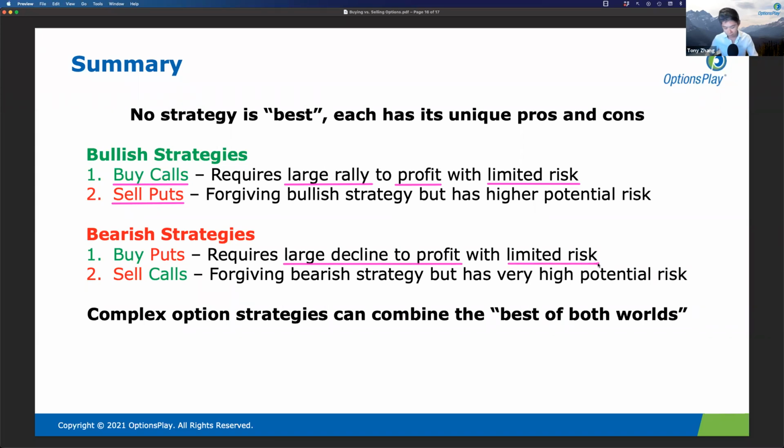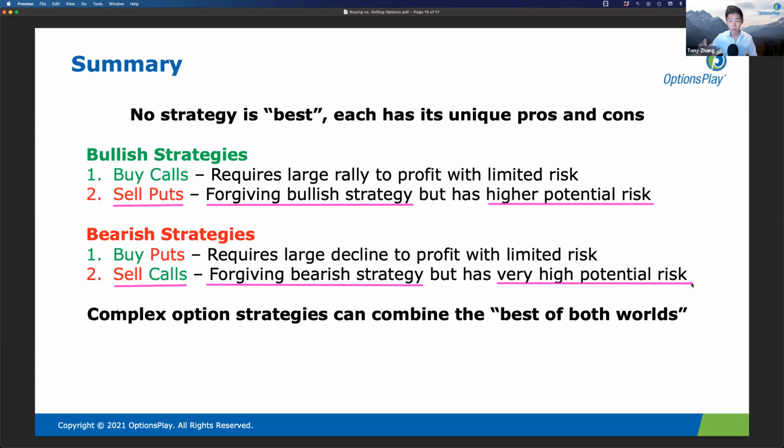On the flip side, if you were to sell a put option or to sell a call option, both of these are very forgiving strategies. So you can get the directional view right, you can get the directional view slightly wrong and still be profitable. But on the flip side, both strategies have higher risk potential. So really what you learn here is that options give you the ability to shift risk and reward.